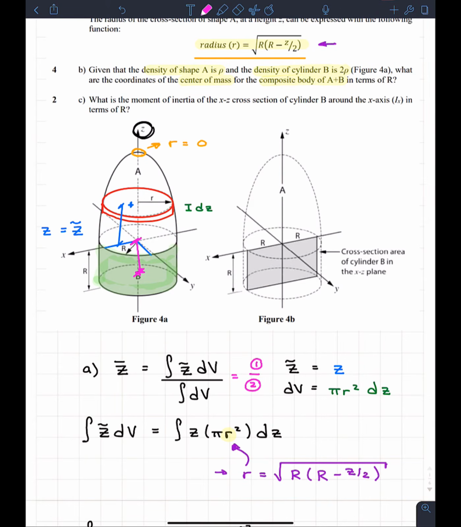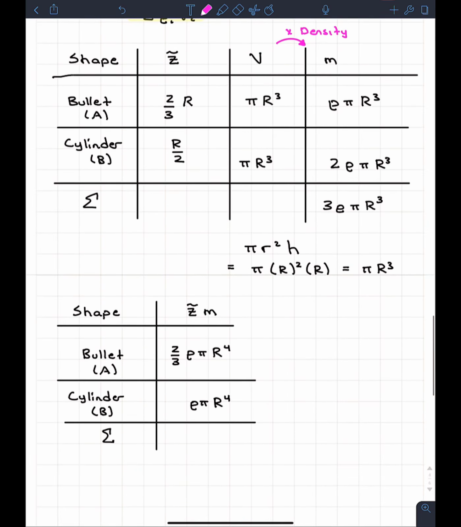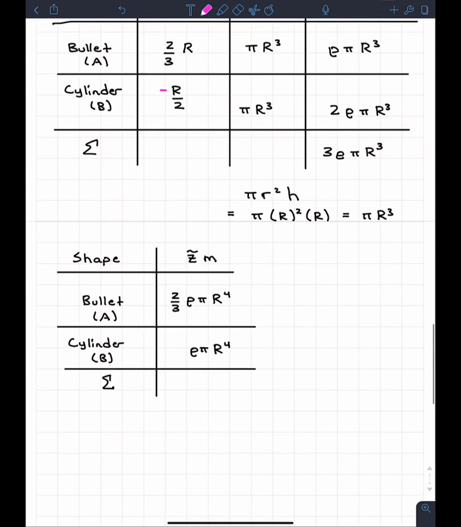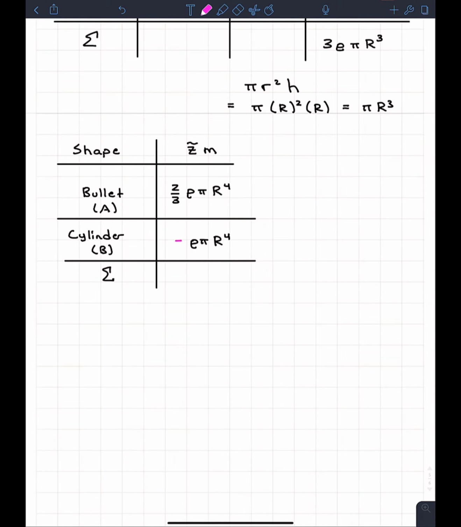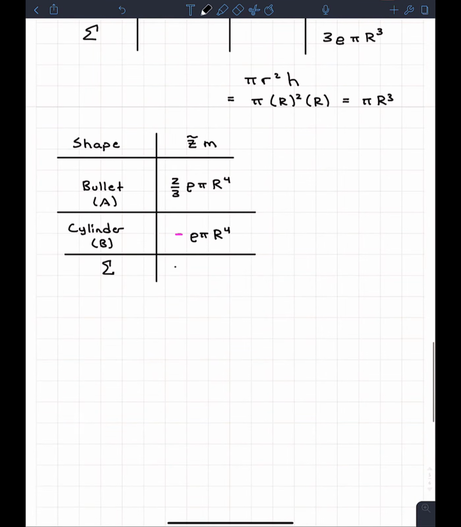So what you need to do for this type of question is, when we're filling in our z-squiggle for the cylinder, since it's going below the origin, it's actually negative. And it's going to be the same thing over here. This cylinder is actually going to have a negative z-squiggle m because z-squiggle is negative. So when we sum these together, what we actually get is negative 1/3 rho pi r to the 4.